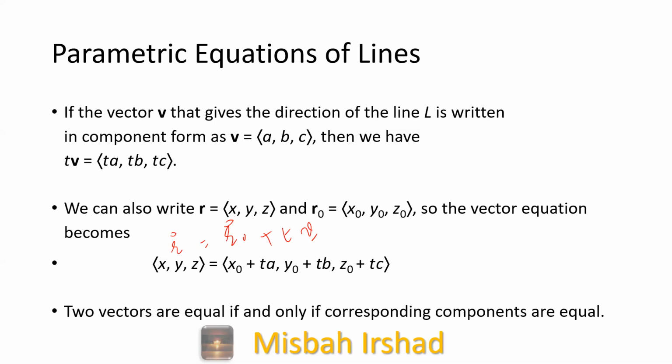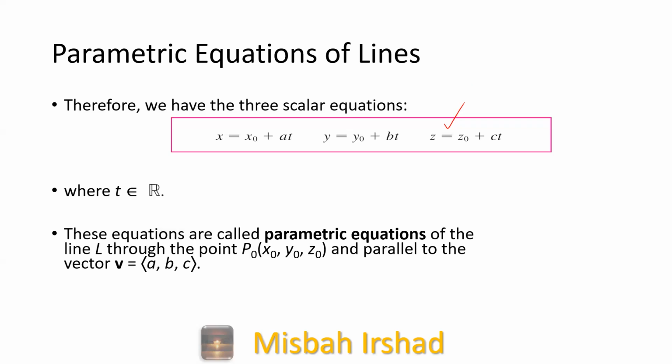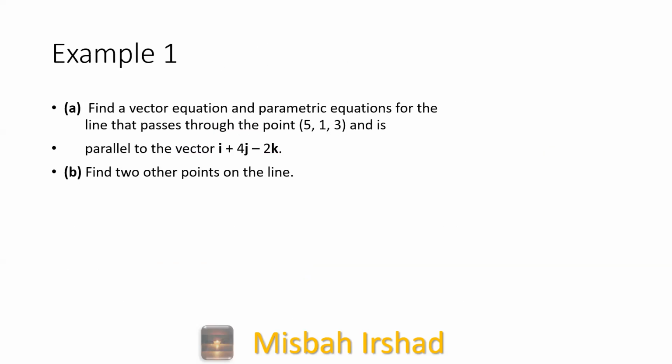And this gives us three equations: x is equal to x naught plus ta, y is equal to y naught plus tb, and z is equal to z naught plus ct. And these equations are the parametric equations of the line which passes through the point P naught and is parallel to the vector <a, b, c>. So each value of the parameter t gives a point x, y, z on the line.